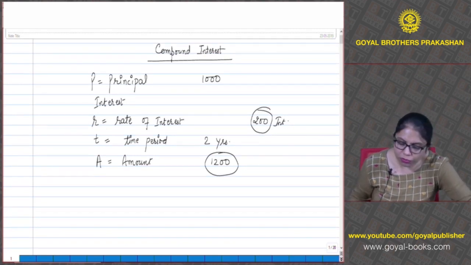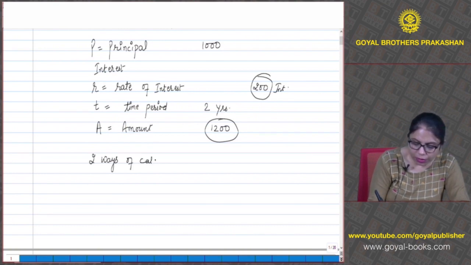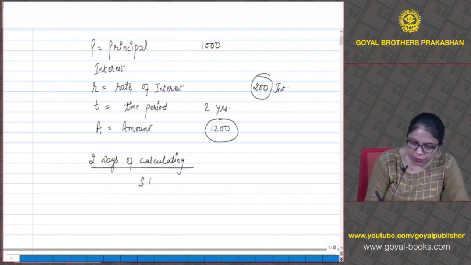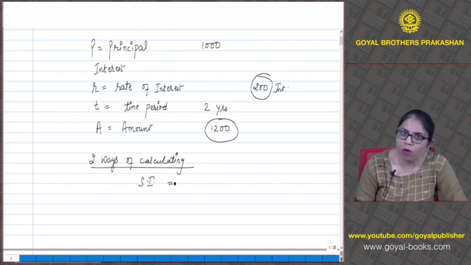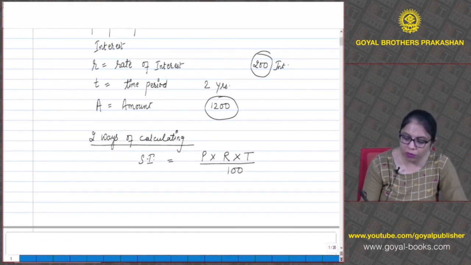Okay, now there are two ways of calculating interest. The first is simple interest, which you already learned in class 7th. How do we calculate simple interest? Principal into rate into time divided by 100. This is the process by which we calculate simple interest. And how do we calculate amount? Amount is principal plus simple interest.